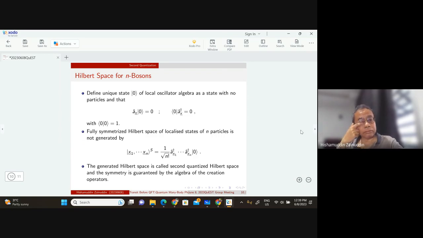Okay, so now one defines the states for the n-particle Hilbert space. Basically you build this using your so-called vacuum state. The vacuum state is written as |0> here, and the definition is essentially that there is no particle in that state.